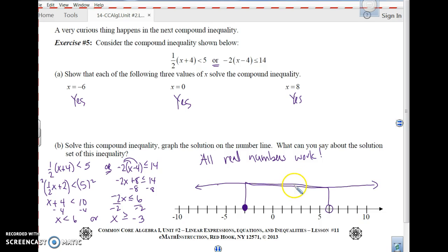Okay, so that is about compound inequalities. Your homework will be the worksheet that goes with this.